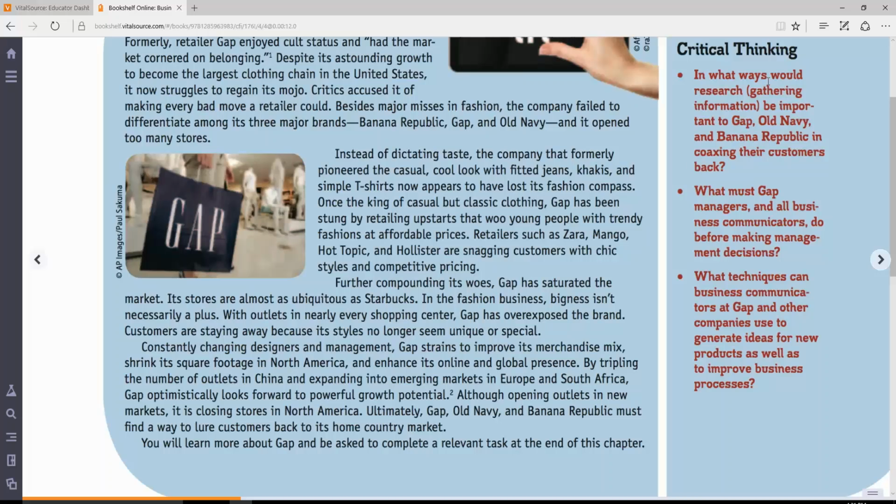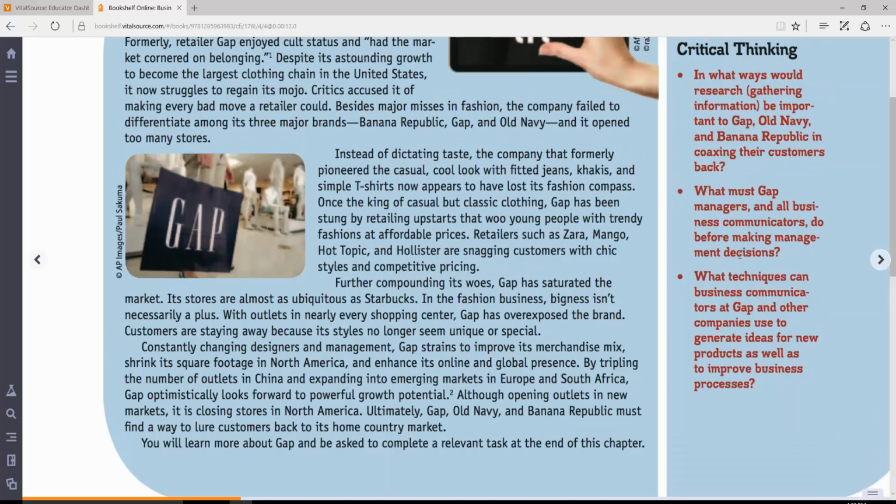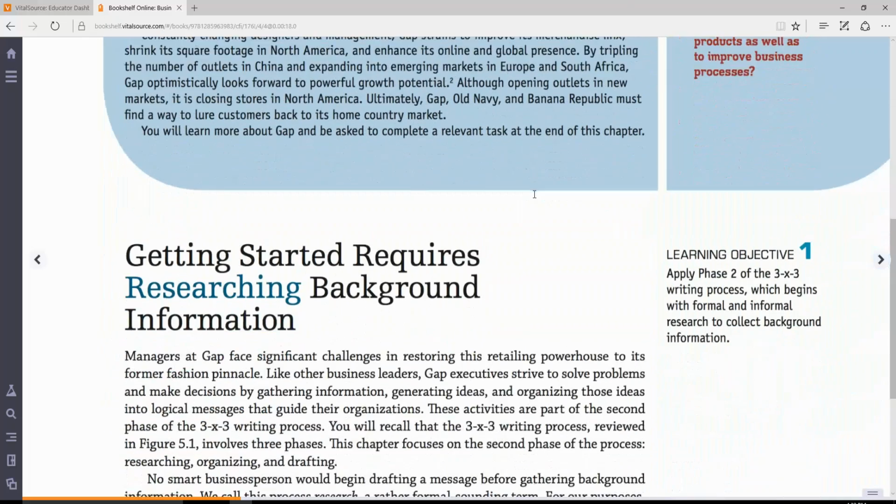So the critical thinking over here on the right regarding Gap is: in what ways would research gathering information be important to Gap, Old Navy, and Banana Republic in coaxing their customers back? What must Gap managers and all business communicators do before making management decisions? What techniques can business communicators at Gap and other companies use to generate ideas for new products as well as to improve business processes? So if you want to read this information about Gap and then think about these 3 points, it would probably be a really good thing to do.